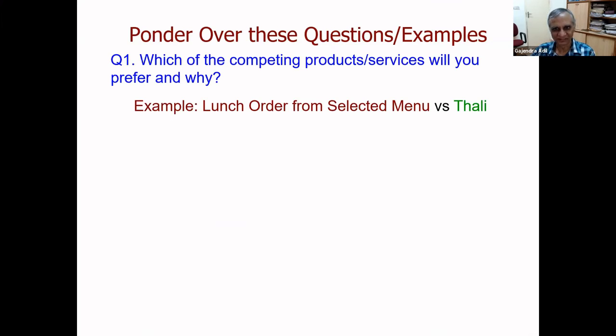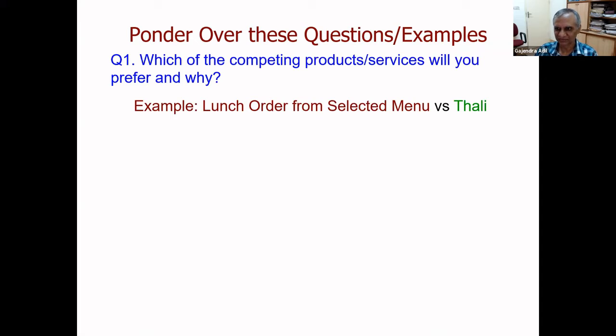So I'll just give you an example here. I've put two options for food, for lunch. One is you go and select from the menu items, whatever you want to eat. The other is a thali, pre-packaged. Now I want to ask you a question: which one will you go for, and why?